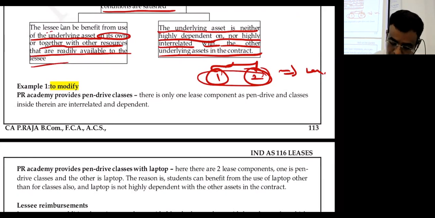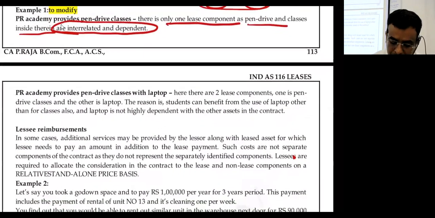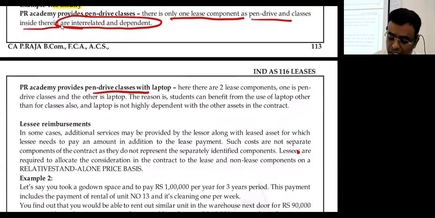Now listen. There is only one lease component, as the pen drive and the classes inside it are interrelated and dependent. Hopefully you understand it better. Yes or no? Everybody? Yes, pakka, this is one contract, one lease contract, no more than one lease contract. I hope you are clear. Yes sir. Now, Peer academy provides pen drive classes with laptop.